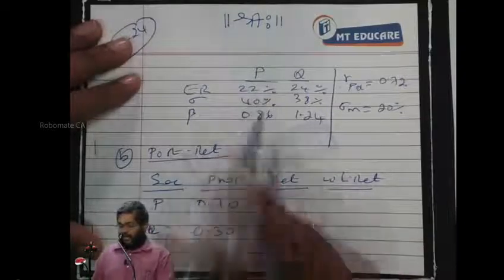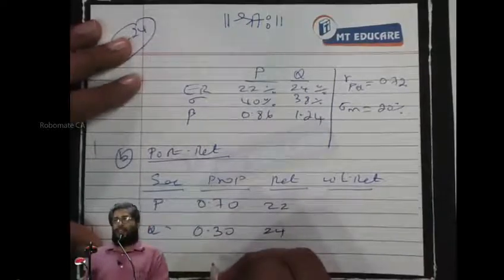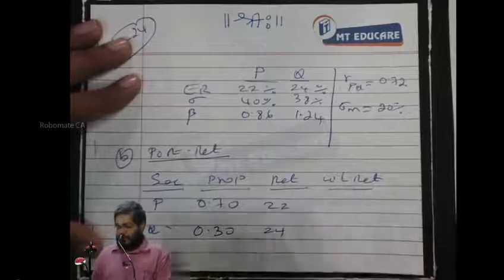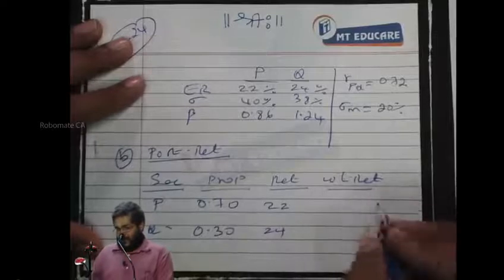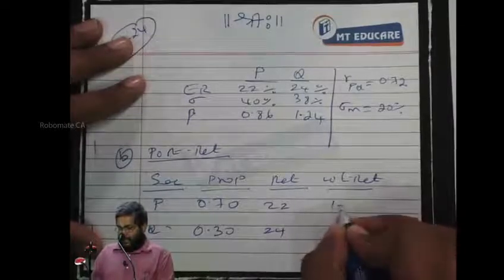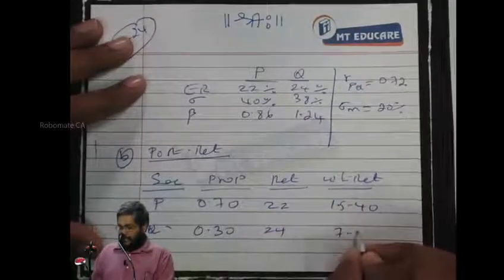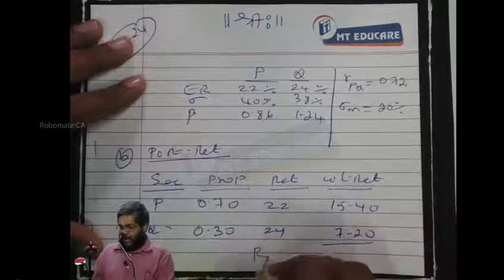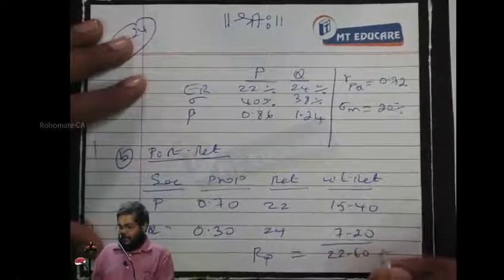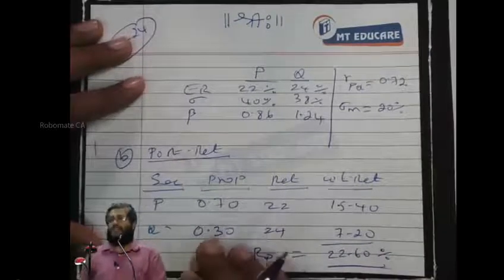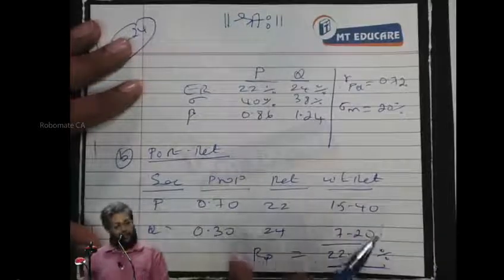What is the return of P and Q? 22 and then what? 24. Return is 22% and 24%. 0.7 into 22, I want a number. What's the number? 15.4. 24 into 0.3 gives you 7.2. Return of portfolio, RP, is equal to how much? 22.6%. The return of portfolio is equal to 22.6%. Respond yes or no.